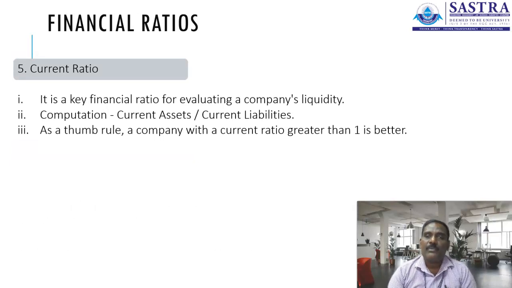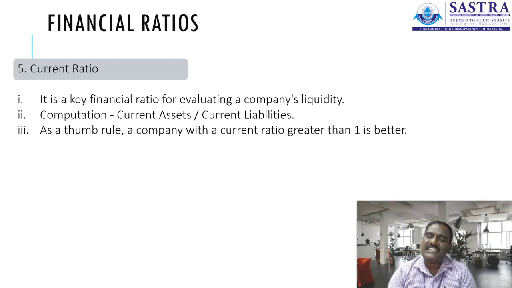Similarly, another important ratio is the current ratio. The current ratio measures the short-term ability of a company to meet its requirements. It is a key financial ratio for evaluating the company's liquidity position, that is, how it can meet the day-to-day operations of the organization. It is calculated as current assets divided by current liabilities. How are current assets and current liabilities identified?